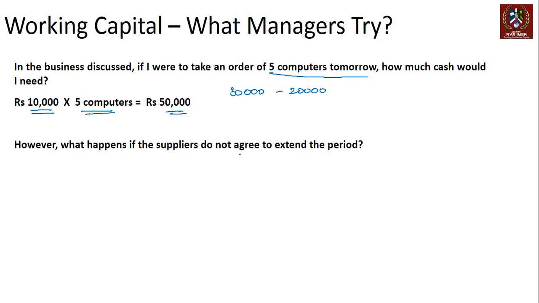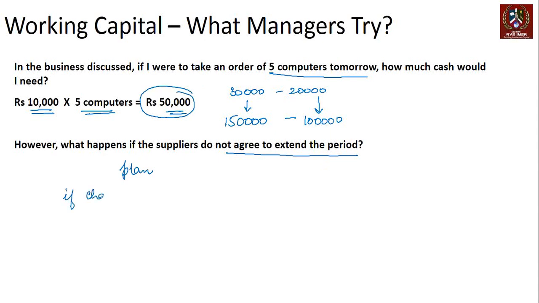What happens if, however, my suppliers do not agree to extend the period? What I'm saying is I have sales of 1.5 lakh. That's 30,000 into 5. And I'm telling my suppliers that I'm going to pay you 1 lakh. That's 20,000 into 5 after the same period when I get my sales. What happens if they don't extend the period? If they don't extend the period, this number here changes. If the number is 50,000, I can plan. If the number changes, if working capital changes, the plan goes for a toss. There is no plan. I can't plan for it, right? I don't know how much cash I need to say.